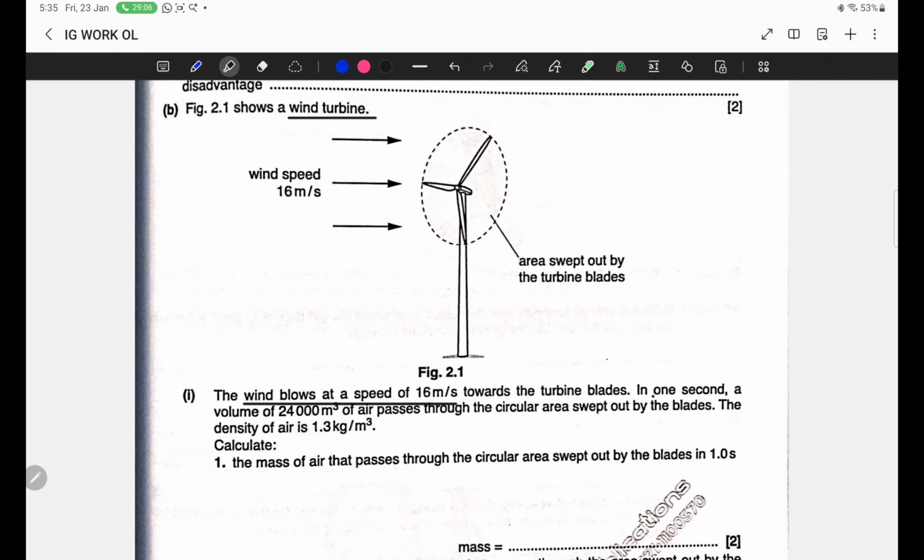Okay. And then in 1 second, 24,000 meter cube of air. You know 24,000 meter cube. Beta Faria in physics. Meter cube is the unit of which physical quantity, Beta Faria?